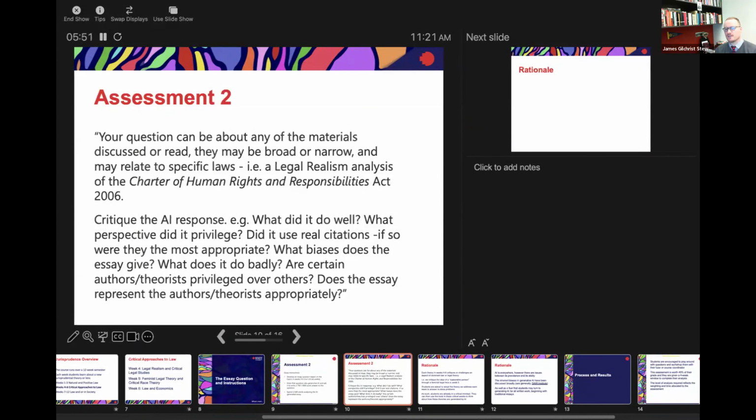So we're looking at biases, and then we ask, what's it done badly? Are certain authors or theorists privileged over others? And does the essay represent the authors or theorists appropriately?